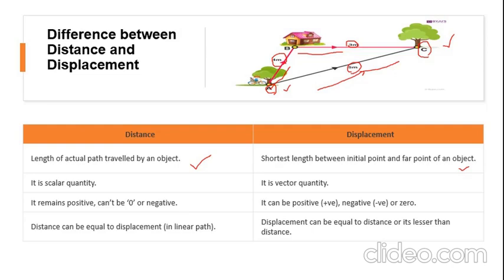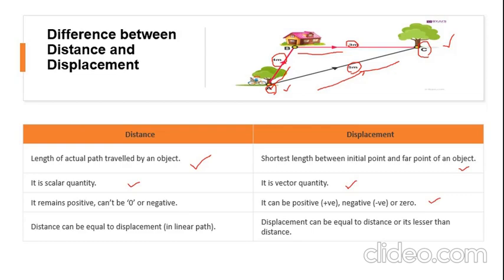And the second difference: distance is a scalar quantity. As I told you before, distance gives you only magnitude, not the direction, so it is called a scalar quantity. Displacement is a vector quantity. Why? It gives you magnitude as well as direction. And the third point: distance remains positive, it cannot be zero or negative. Yes, of course, distance can be only positive for a moving object, not zero or negative. Displacement can be positive, negative or zero, as we discussed earlier.